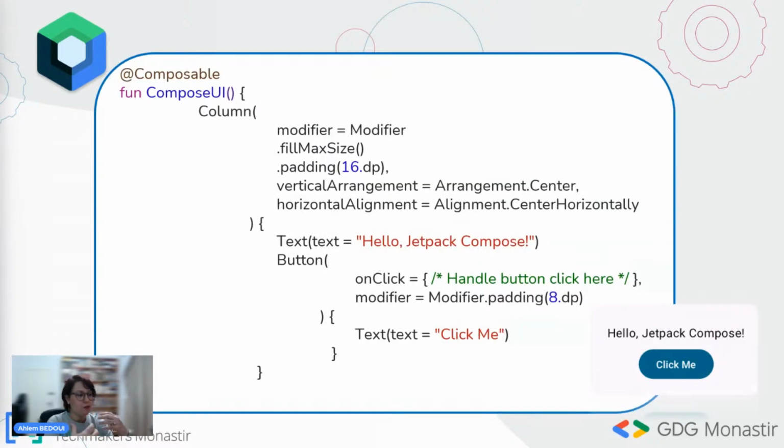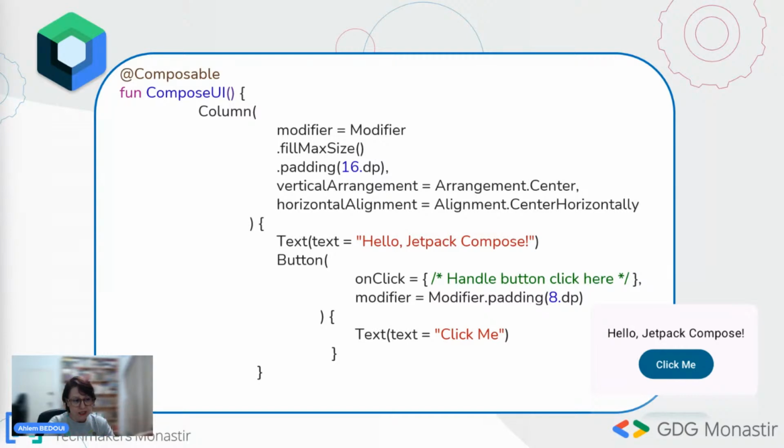So for example, here we have a composable function named ComposeUI that has a column container, which means we have a vertical orientation. If you want to go with vertical alignment or arrangement, you will have a column. And if you want to go with the horizontal arrangement, we have the row. It's almost like the example of columns and rows. So here we have vertical orientation since we have a column.